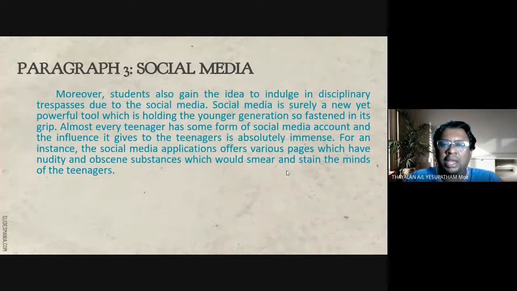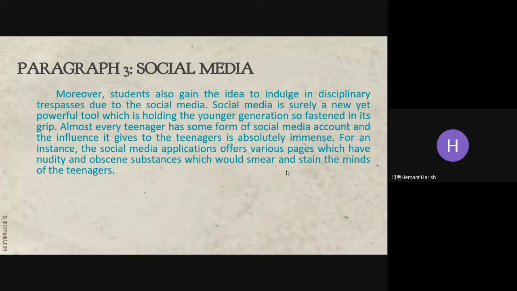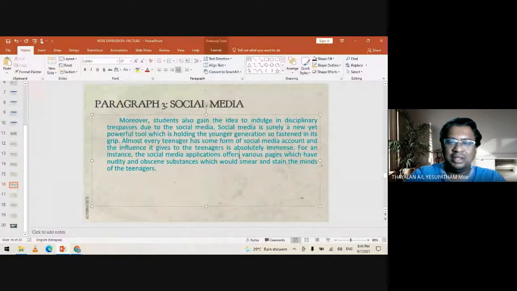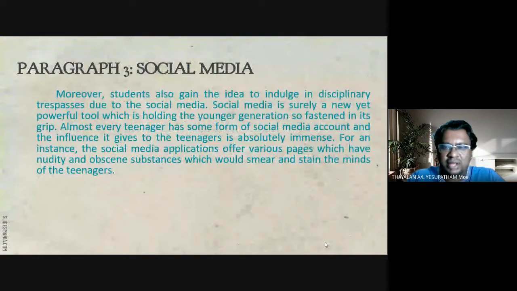The social media applications offer. It's supposed to be without the S. Exactly. Great. Offer. Okay. All right. Great.